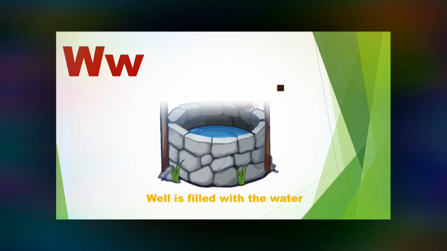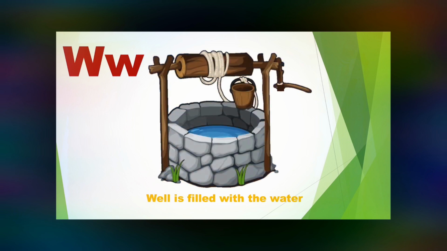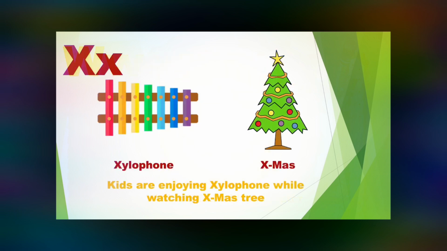W for well and water. Well is filled with the water. X for xylophone and X for Xmas tree. Kids are enjoying xylophone while watching Xmas tree.